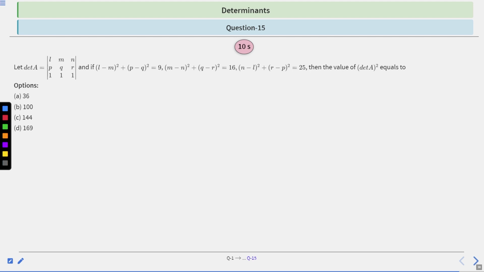Question number 15. Let the determinant of A be this one. And if (L minus M) square plus (P minus Q) square is equal to 9, (M minus N) square plus (Q minus R) square is equal to 16, (N minus L) square plus (R minus P) square is equal to 25, then the value of the determinant of A square is equal to. You have 10 seconds to solve this question. After 10 seconds, we will discuss the solution.